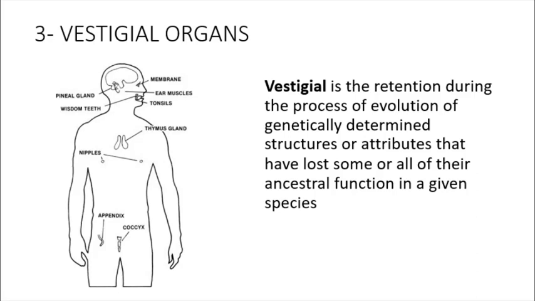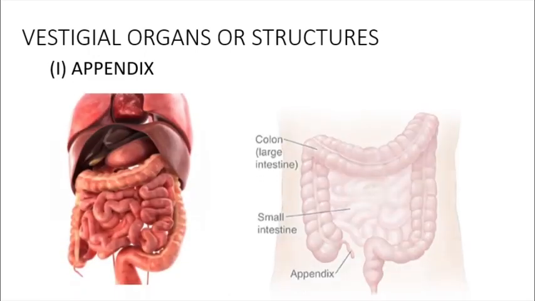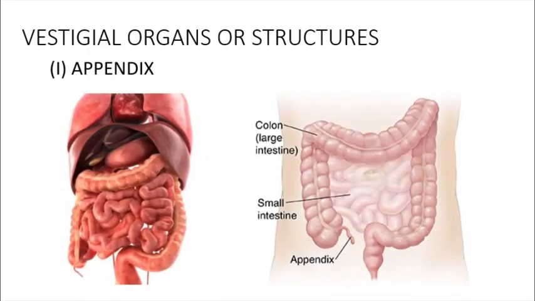And children, we have many vestigial organs. Now children, vestigial organs may be non-functional in some organisms, but they may be functional in other organisms. So it is not vestigial in all organisms. Let us first start with the appendix. The appendix, which is useless in humans, is a useful and functional organ in ruminants.